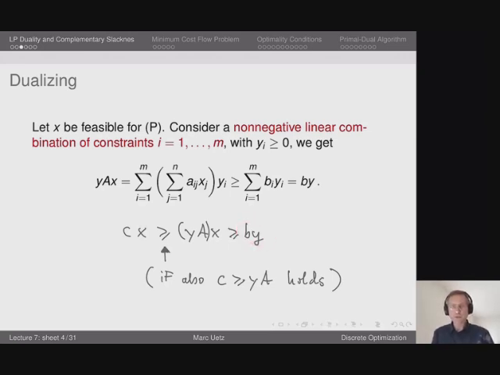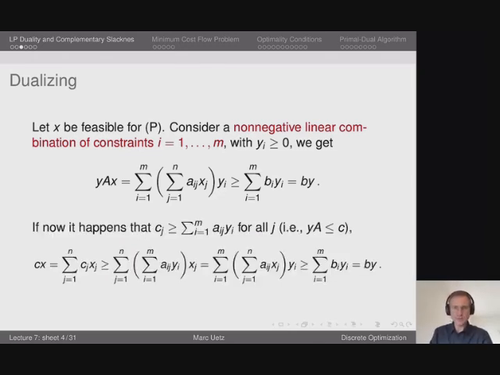And under which condition do I have such a valid lower bound? Well, if this vector c is larger or equal than y times A. So I have a constraint on these dual variables y here. These dual variables y have to fulfill these constraints, and when that is true, this chain of inequalities is valid.